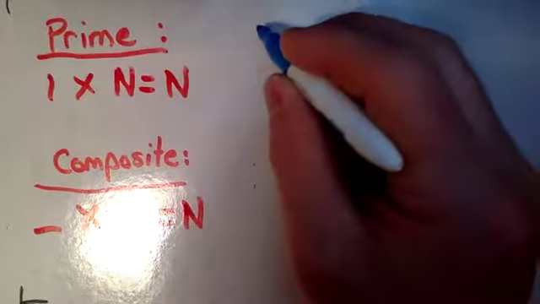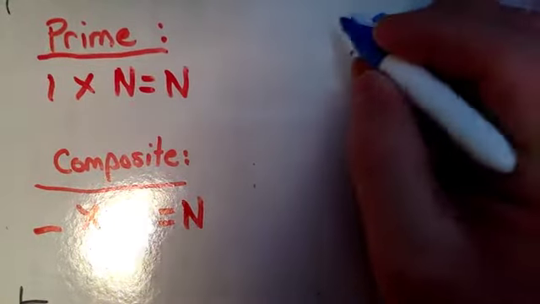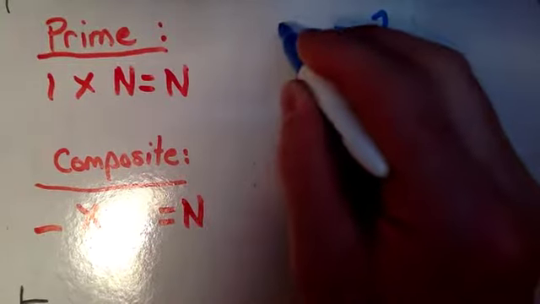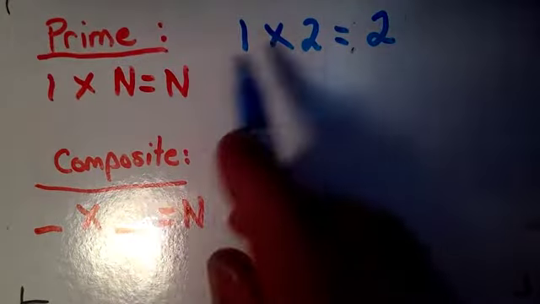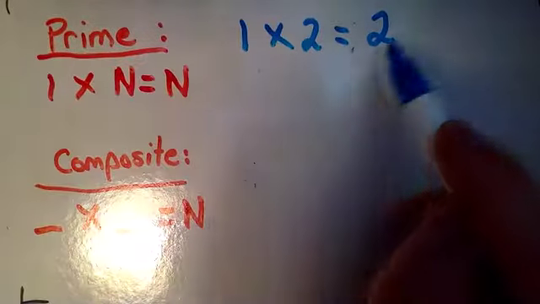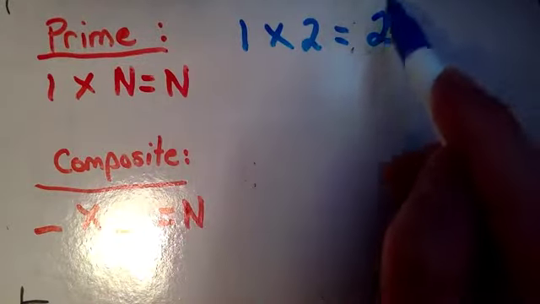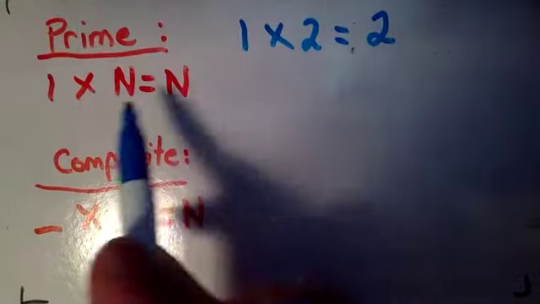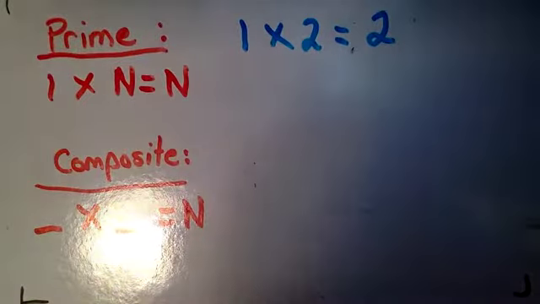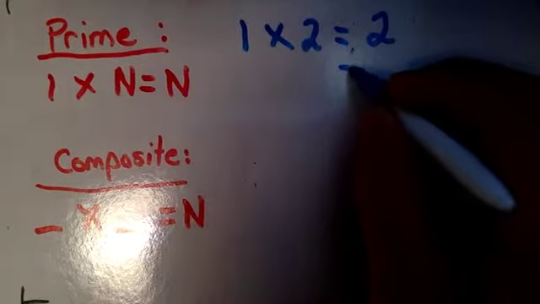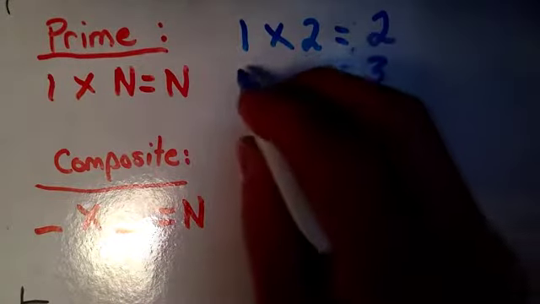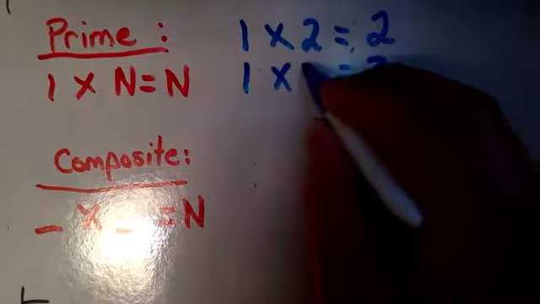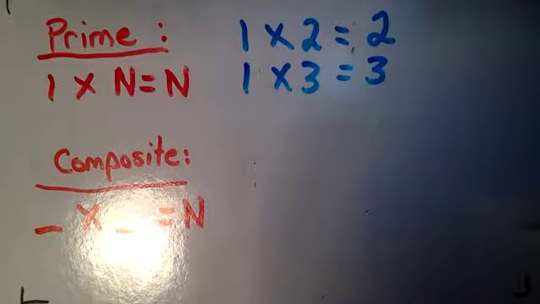So, for example, the number 2. Are there two numbers that can multiply together to give us 2? Well, the only ones that exist are 1 and 2. So, because of that, 1 times the actual number is going to give us that actual number. So that means that 2 is a prime number. If we're looking for ways to get to the number 3, the only way to get there is, again, 1 times 3. So 3 is a prime number.